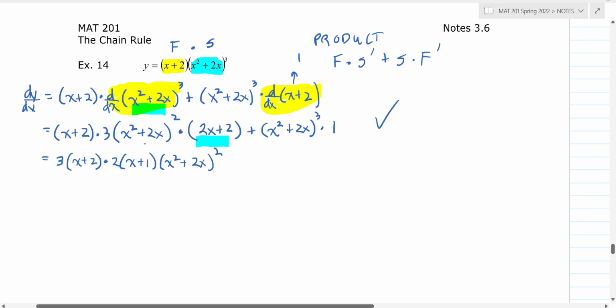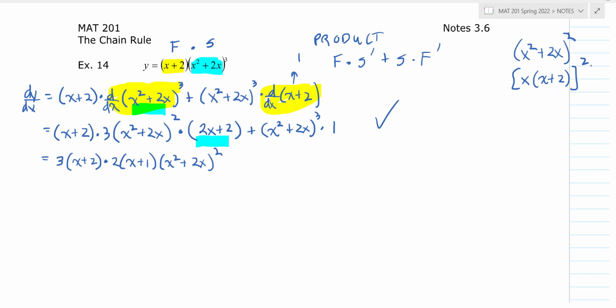Yeah, you could take an x out of that. If you had x squared plus 2x to the second, you could write it like x times x plus 2 to the second power like that. And we may have to do that at some point later in the problem as well. Okay, and let's go ahead. Now let's move to this next part, which is x squared plus 2x to the third power like that.